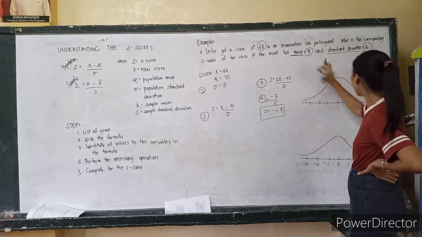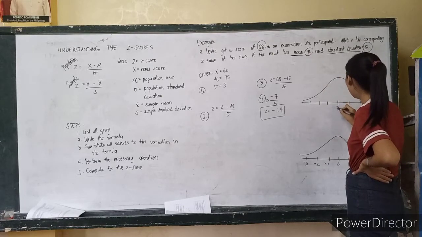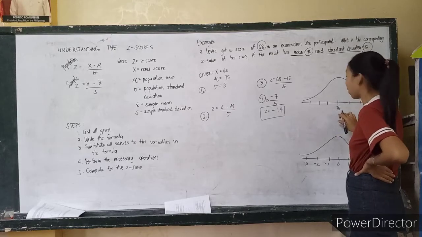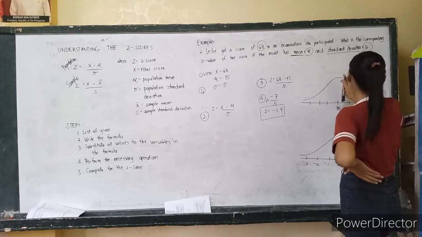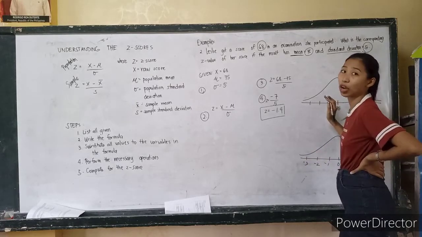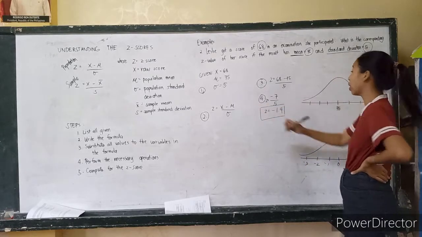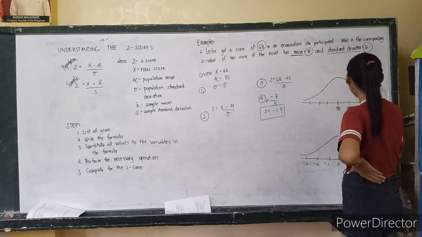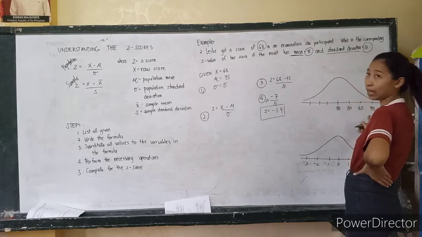So, ang mean nato is 75, so dapat naman sa gitna. Tapos, ang standard deviation is 5. So, mag-add tayo og 5 padulong diri sa right, mag-minus tayo og 5 diri padulong sa left. So, 75 plus 5, that is 80. 80 plus 5, that is 85. 85 plus 5, that is 90.